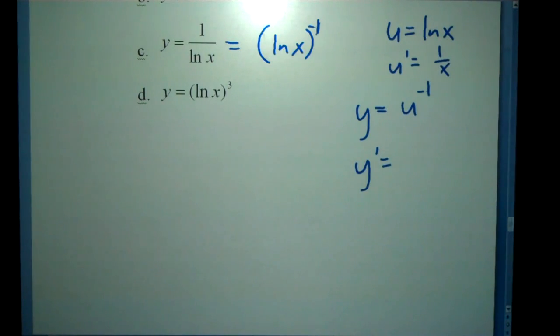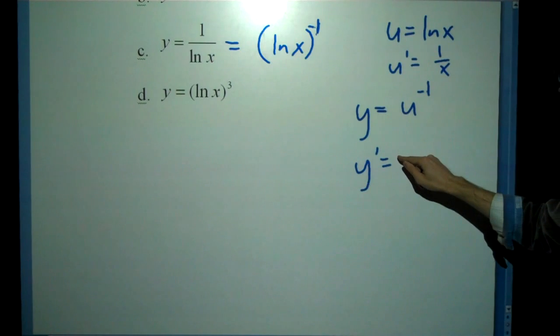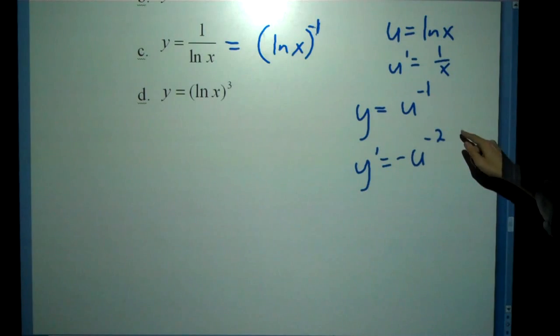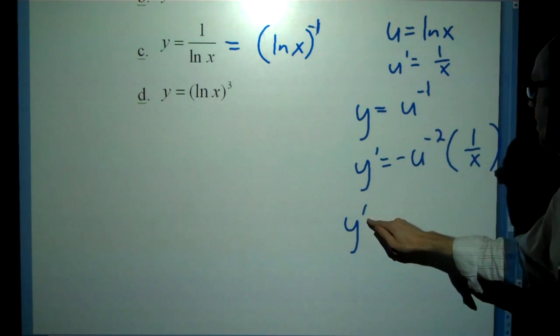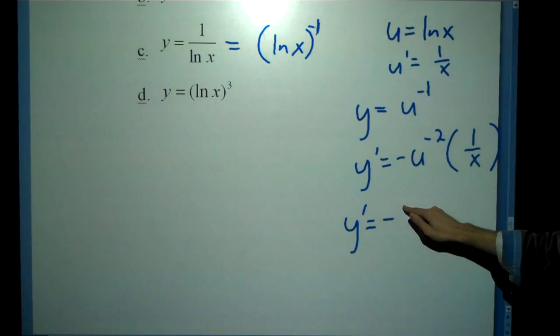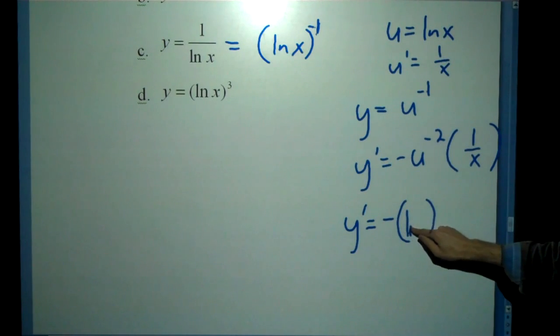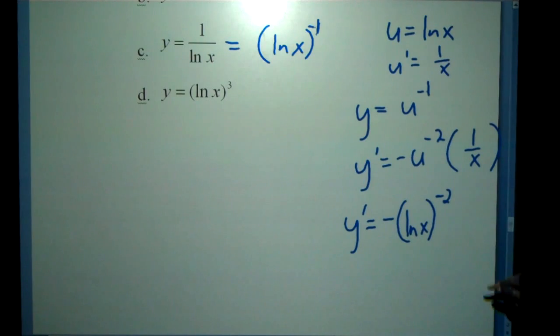Alright, so u to the -1 power is my big picture, all of that being taken to the -1 power. The derivative of that is -u to the -2 power times u prime, which is 1 over x. And so, we're going to get rid of our u's here. We'll have y prime is equal to negative natural log of x to the negative second power, all times 1 over x.